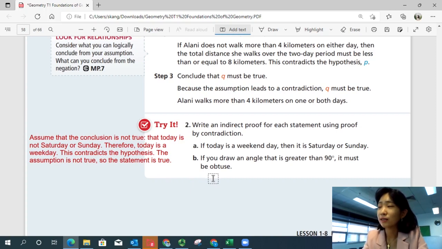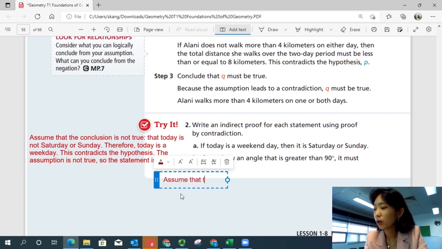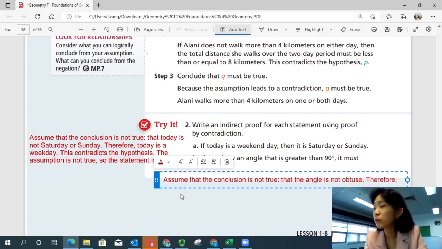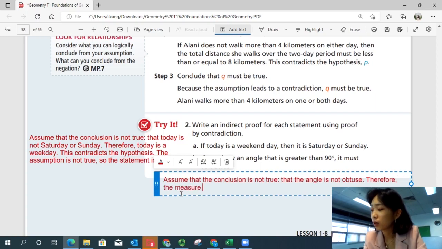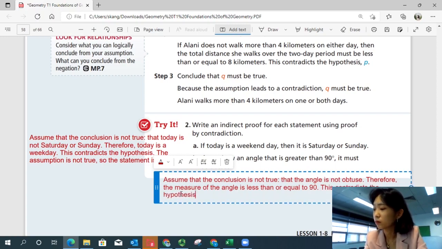What about part B? If you draw an angle that is greater than 90 degrees, it must be obtuse. So what is the assumption we could make? We can assume that the conclusion is not true, which means that the angle is not obtuse. Therefore, what can we conclude? The measure of the angle is less than or equal to 90 degrees if it's not obtuse. Obtuse angles are angles greater than 90 degrees. Angles that are smaller than 90 degrees would be called acute angles. Okay? Therefore, the measure of the angle is less than or equal to 90 degrees, which contradicts the hypothesis. So the assumption is not true, so the statement is true.